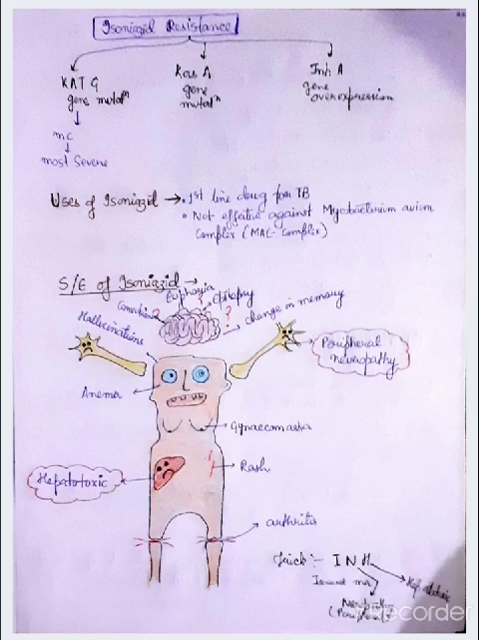Now let's see the isoniazid resistance. There will be the KatG gene mutation, inhA gene mutation, or inhA gene overexpression. The KatG gene mutation is the most common and the most severe.